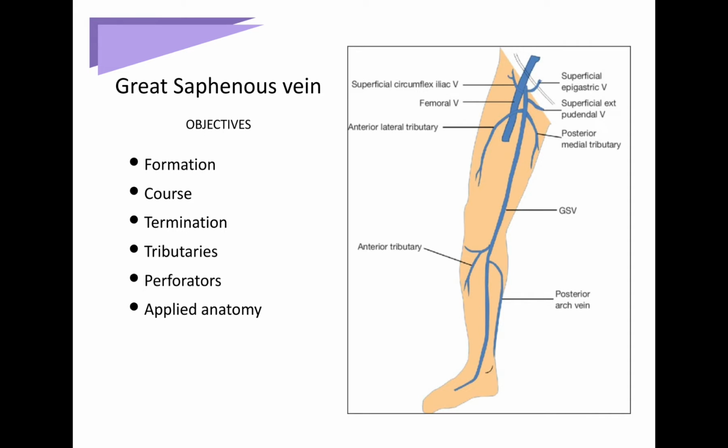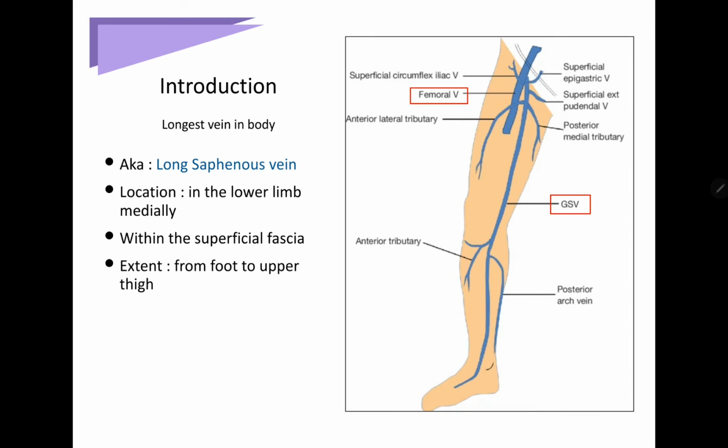when studying, we need to have certain objectives. That is, we must know how it is formed, what is its course, or what is the path taken by the vein in the lower limb, where does it terminate, what are its tributaries, the perforators and their importance, and some applied aspects. So this is the Great Saphenous Vein, right? Now we shall see it in detail.